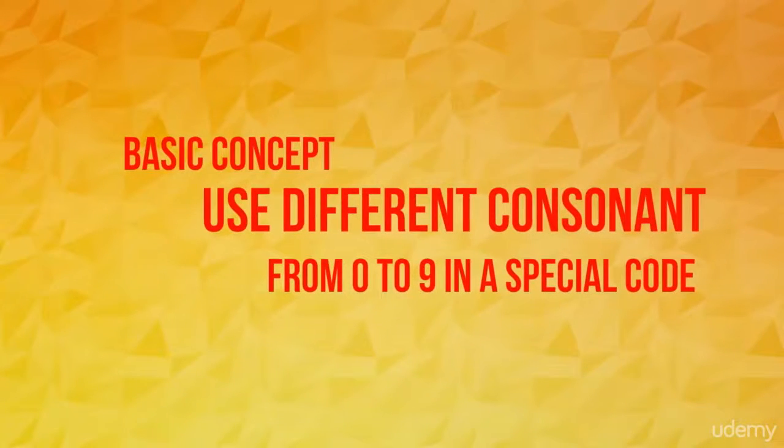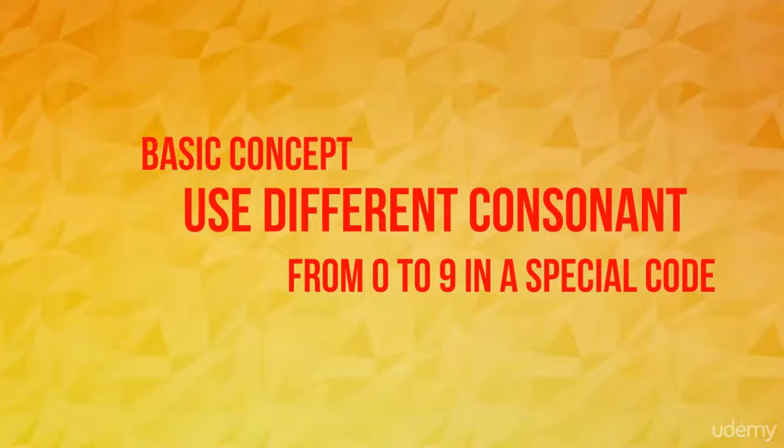The basic concept of the system is that it makes use of a different consonant or consonant sound for each number from 0 to 9 in a special code. I will give you the list of this code along with the other list in the next lecture, but to save you the trouble of remembering things by rote, there are some simple remembering devices. 0. The letter S or Z is the first sound of the word zero, and the O is the last letter. 1. The letters D and T have one downstroke.